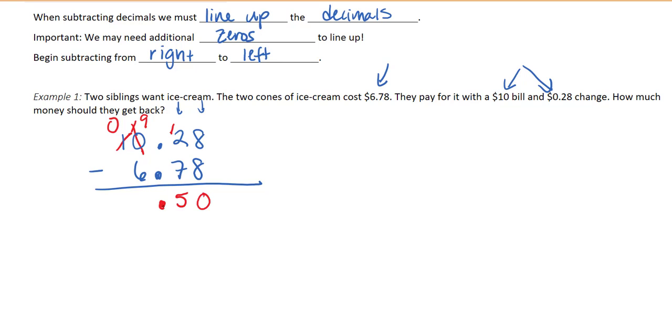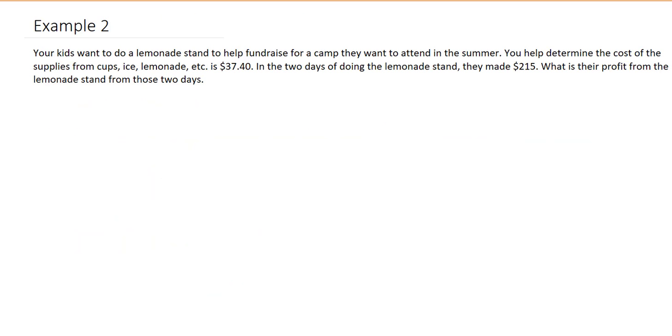Now bring down the decimal. 9 minus 6 is 3. So the change back they should get is $3.50. Now let's look at another example.